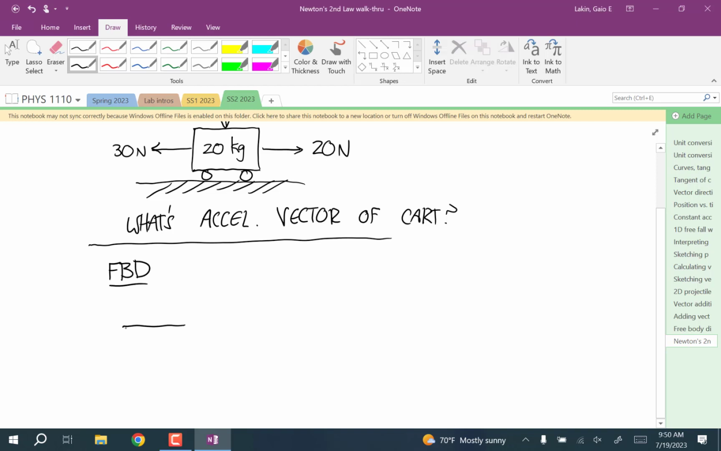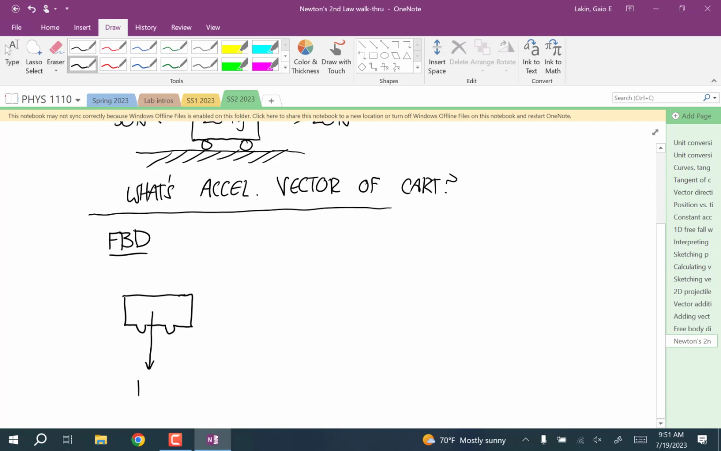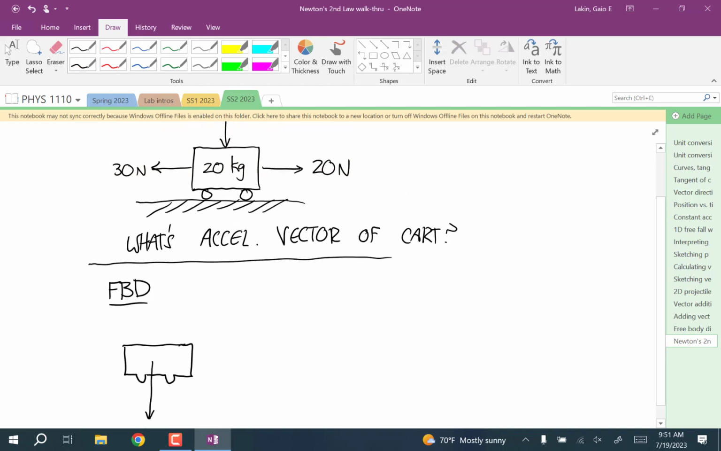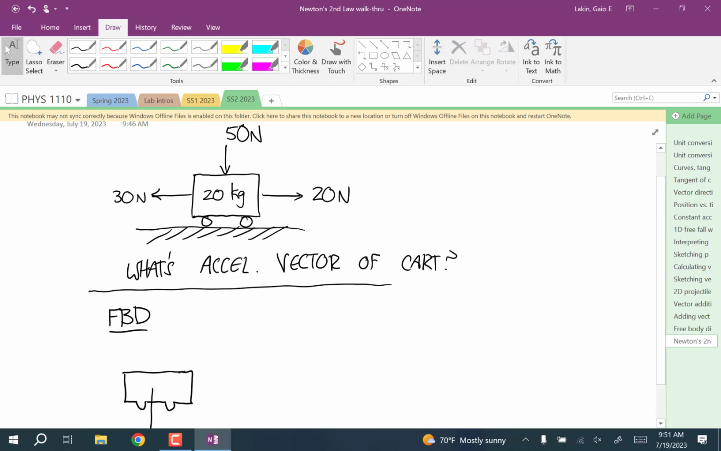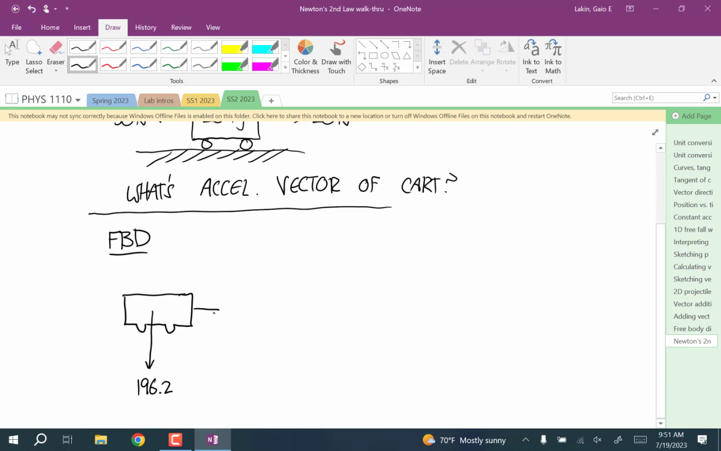Okay, so you have an outline of the body. You always apply the weight force. So that's 20 times 9.81, that's 196.2 newtons. And then let's first put in the three forces that are given. We're not told what's applying these forces, they're just given. So we have 20 newtons that way, 30 newtons that way, and 50 newtons that way.